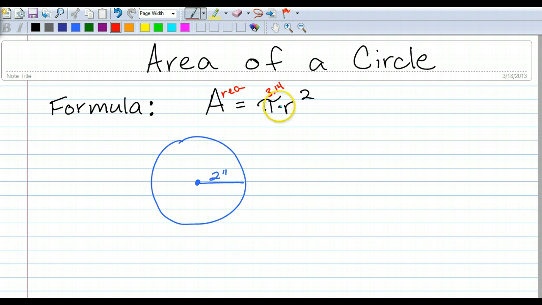you don't have to put the dot there for times, you just put them right next to each other, and that means to multiply. Okay, the radius squared. And remember, that means the radius times the radius. It doesn't mean take the radius and multiply it by 2. It means radius times radius.